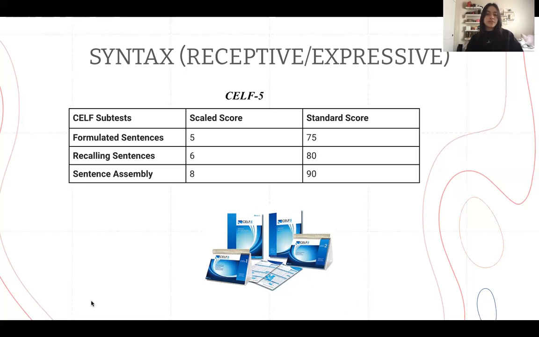The recalling sentences subtest assesses the client's ability to recall and repeat sentences of increasing length and syntactic complexity. The client received a scaled score of 6 and a standard score of 80. These scores are considered low scores on the interpretation evaluation results. The sentence assembly subtest assesses the client's ability to produce grammatically acceptable syntactic structures, and the client is to formulate 2 grammatically correct sentences from words and phrases that are visually and verbally provided. The client received a scaled score of 80 and a standard score of 90. These scores are considered average scores on the interpretation evaluation results.